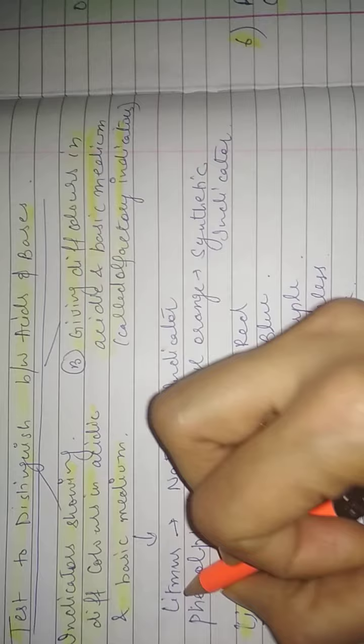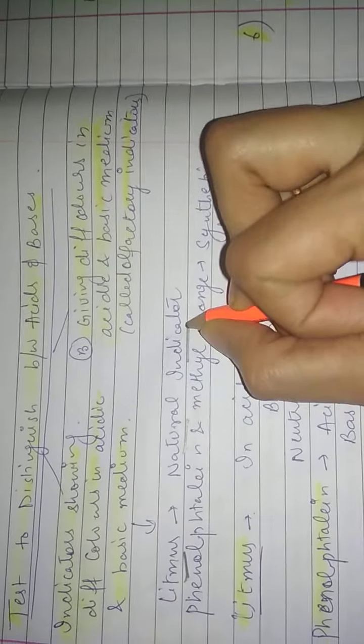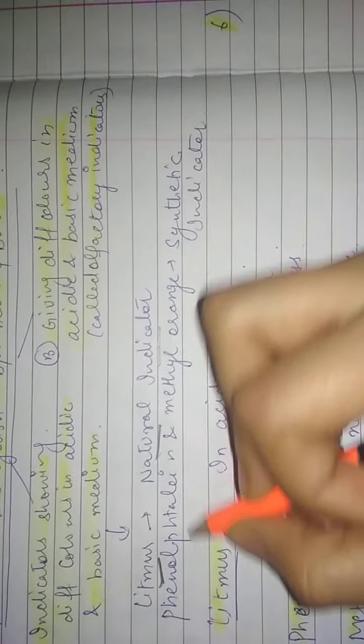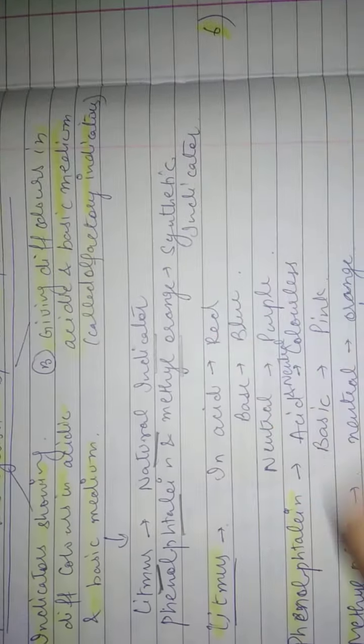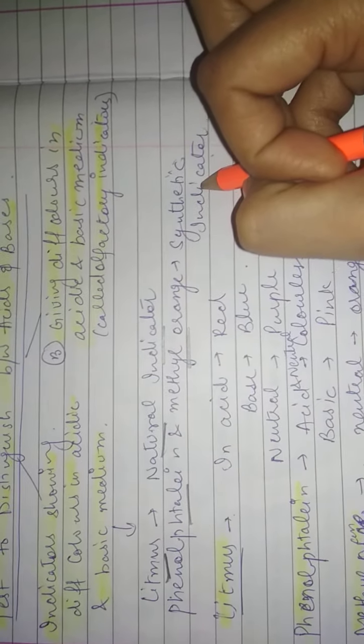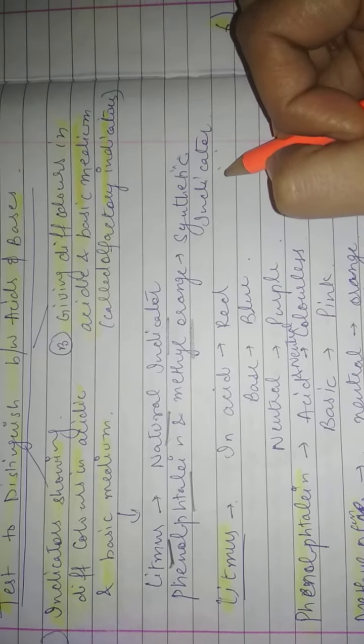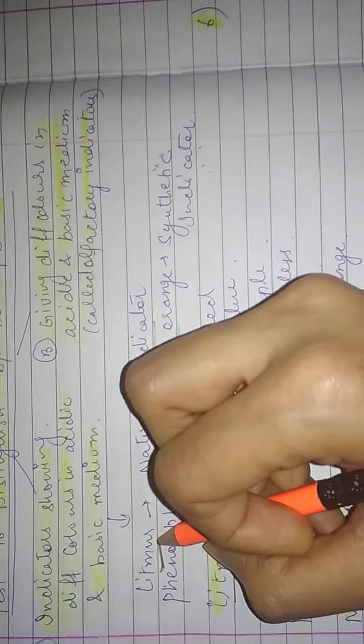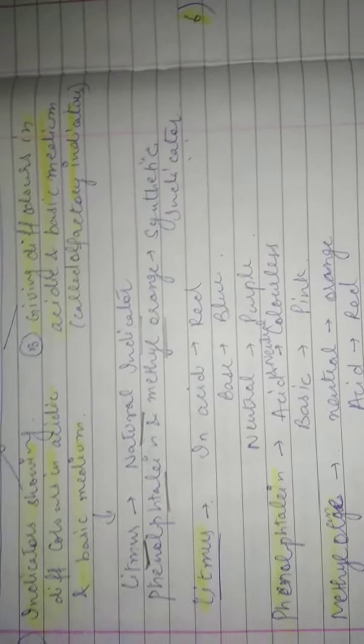For example, litmus paper is a natural indicator. Second one is phenolphthalein and methyl orange. These are the synthetic indicators. Two types of indicators are there: one is natural, second one is synthetic. Natural indicator is litmus and synthetic indicators are phenolphthalein and methyl orange.